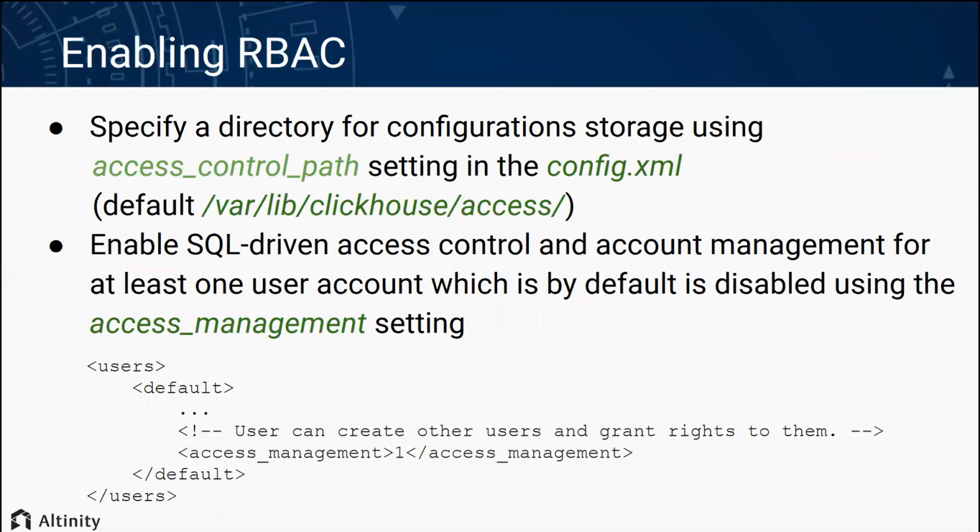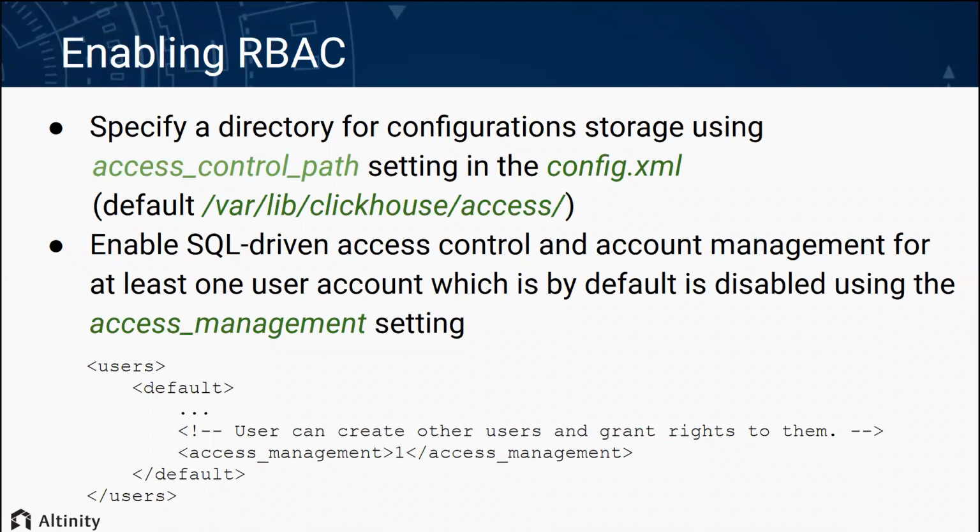So how would you enable RBAC? By default, RBAC is disabled. It's pretty easy. There are two parts to it. First, if you want, you can specify a directory for where configurations will be stored. That is done inside your config.xml using the access control path setting, and by default it's set to /var/lib/clickhouse/access. Then for users that you want to have access to create users and manage the access, you need to enable the access management setting.